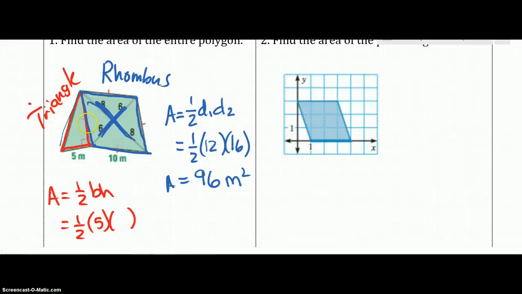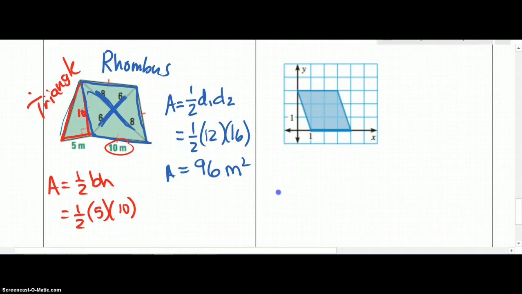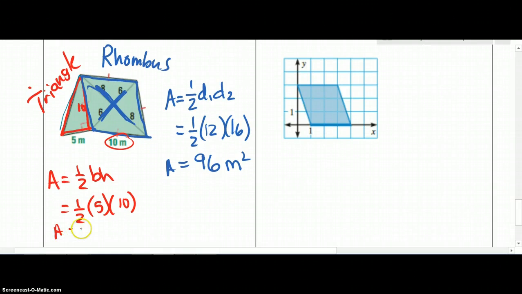Why 10? That's right. In that rhombus, all sides are congruent. So if that side is 10 on the rhombus, the other side is 10 as well, which is the shared side in the triangle. So 5 times 10 is 50. Half of that is 25. So the area of the triangle is 25 meters squared. So to find the area of the entire polygon, we simply add 96 plus 25. We get 121. Is that right?